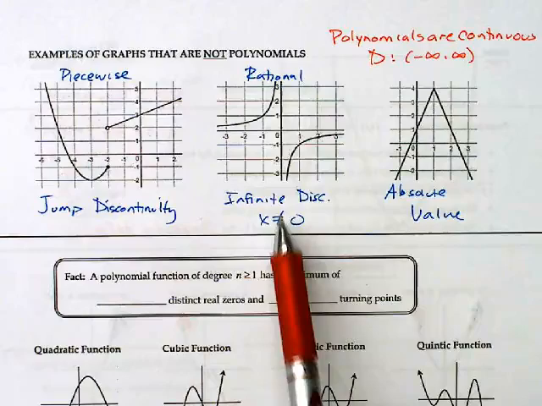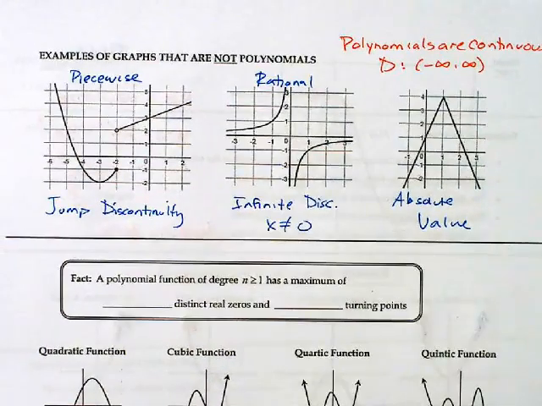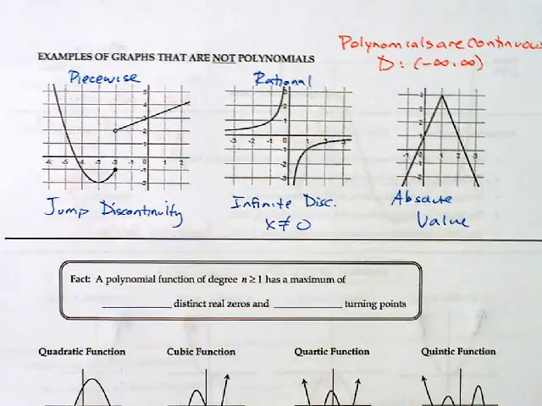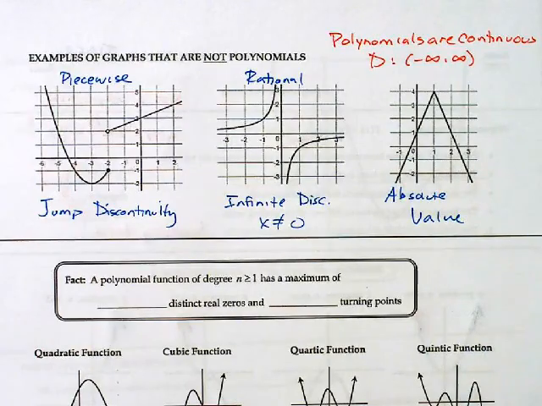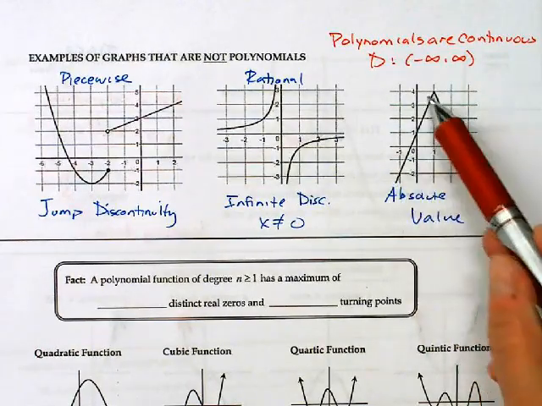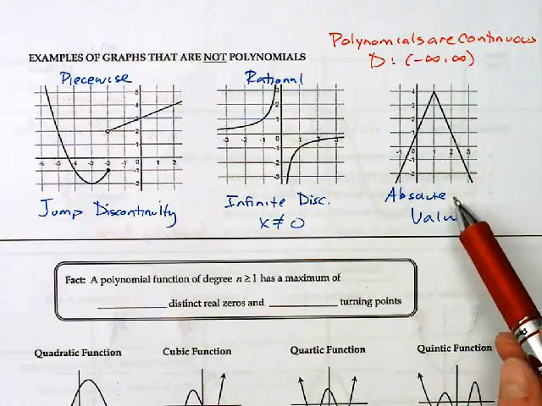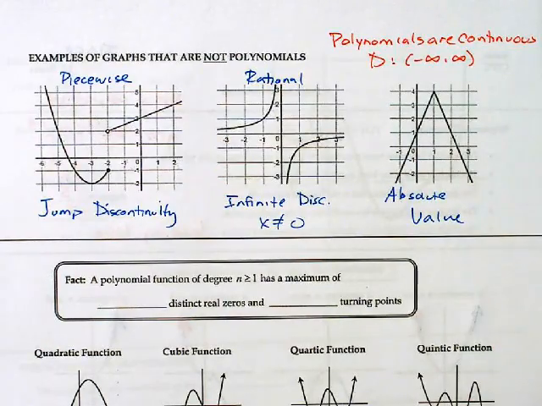These are coming up in our future. Get used to that shape, everybody. But it's not a polynomial. And we have an absolute value function here. It is continuous, but it is clearly going to have a different feel to that function.